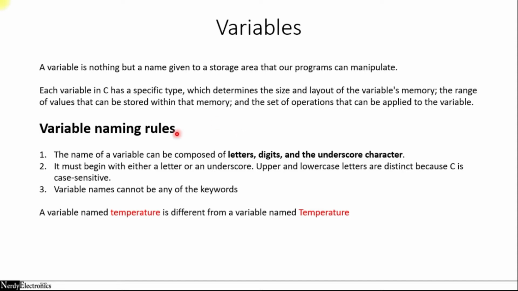So there are some rules with naming variables. The variables must be composed of letters, digits, and the underscore character. It must begin with either a letter or an underscore. It cannot begin with a digit. Upper and lower cases both are allowed and both are distinct. Variable names cannot be any of the keywords. There are 32 keywords in C and we cannot use them as variable names. Uppercase and lowercase characters are distinct because C is case sensitive. Hence, if we have a variable called temperature with t in lowercase, a variable with the same name Temperature with T in uppercase will be treated differently.